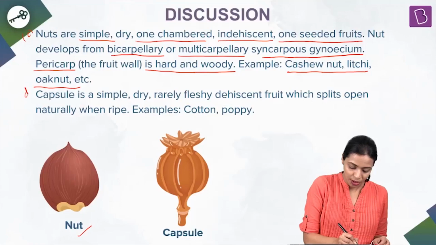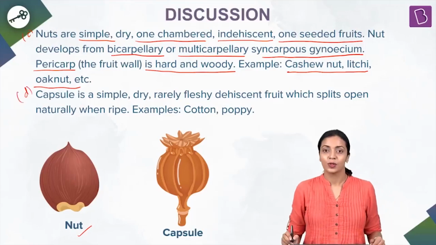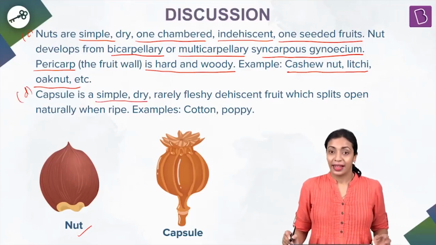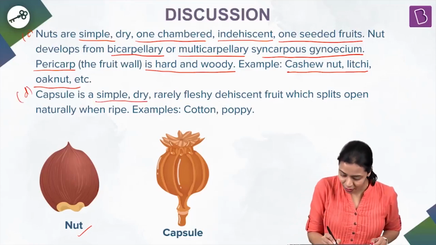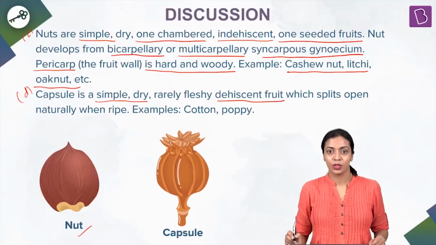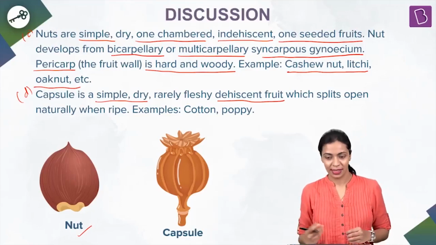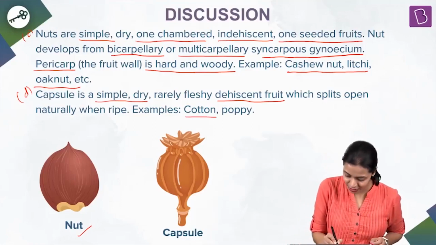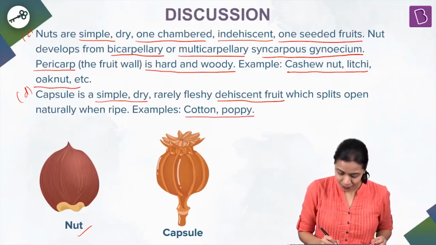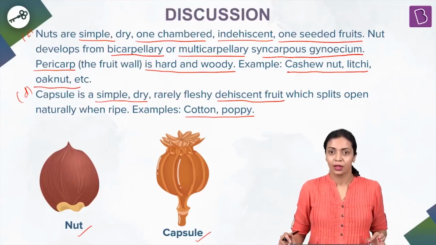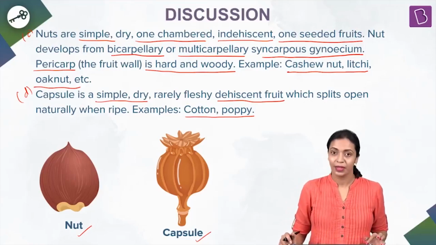And the last option is capsule. Capsule is also a simple and dry fruit. Rarely it can be fleshy, but here it is dehiscent, which means once the fruit ripens, it will split open to release the seeds. Examples for this are cotton and poppy. Here you can see an illustration of a fruit of a poppy plant, which is a capsule.